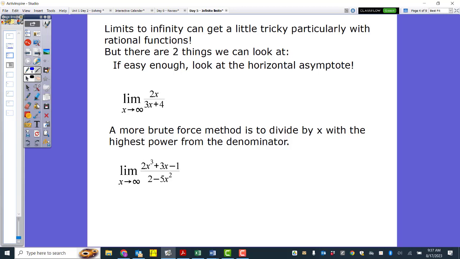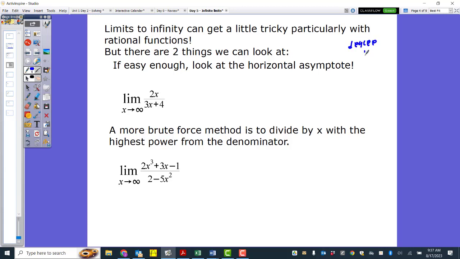Limits to infinity get real tricky when we look at rational functions. The one thing that we can look at is the horizontal asymptote. Because if you think about it, even if it crosses, a horizontal asymptote is what the graph is always going to come back to as it gets bigger and bigger. It's the end behavior of the graph. So remember some facts about horizontal asymptotes. We look at the degree.